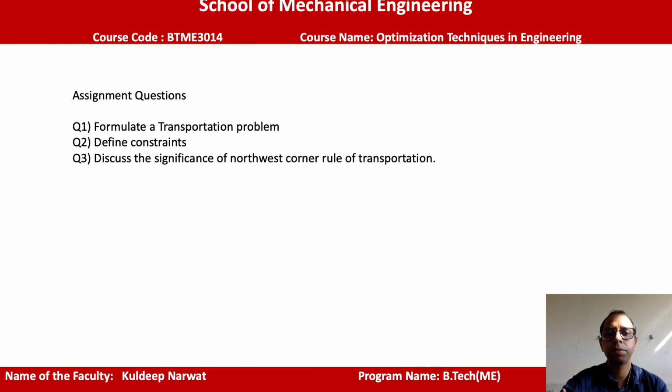So it is expected from the students that we have learned about one of the methods to find the initial basic feasible solution. There are some assignment problems. It is requested from all of you that you should learn how to formulate a transportation problem. Then you should also know what the constraints are when we solve any problem using the transportation method. So what do you mean by constraints in that scenario? Also, it is expected from the students to discuss the significance of the northwest corner rule of transportation, which we just have learned.